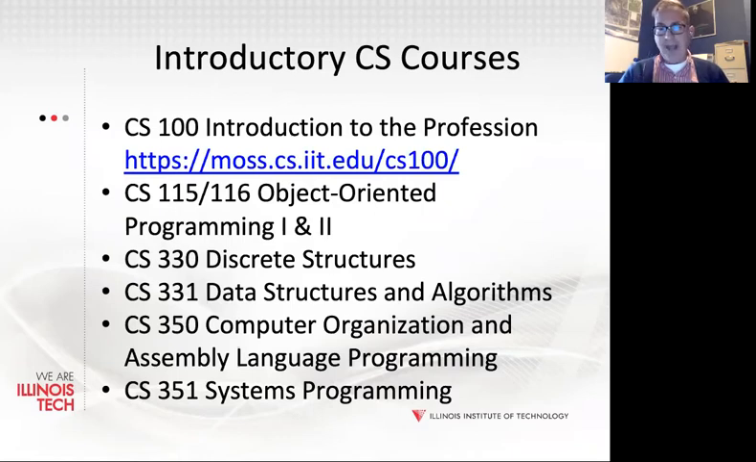Now, for the AI degree, the CS 350 and 351, the last two listed there, are actually electives. They're not required courses. But in general, most students are going to start with this kind of sequence. And this is over the first 2-3 semesters at IIT.